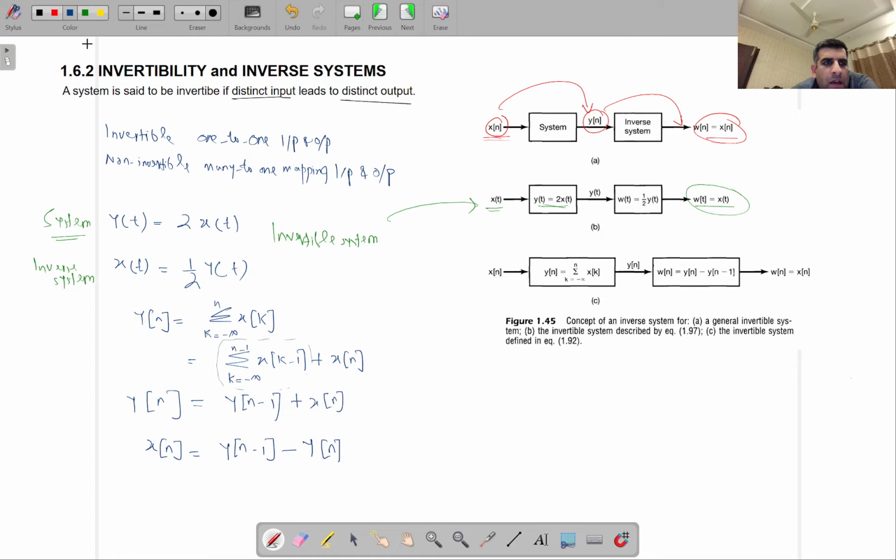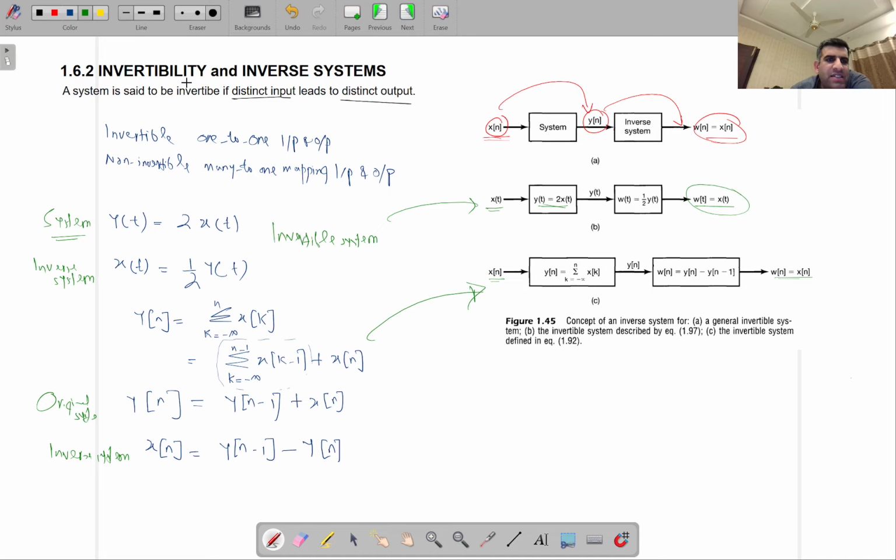And again, if I cascade my inverse system and an original system in a series connection, just like in this particular visual representation, then what is going to happen? After cascading, I am going to receive the input back after passing through both systems. So this is the original system, this is the inverse system. So we are going to recover the input.